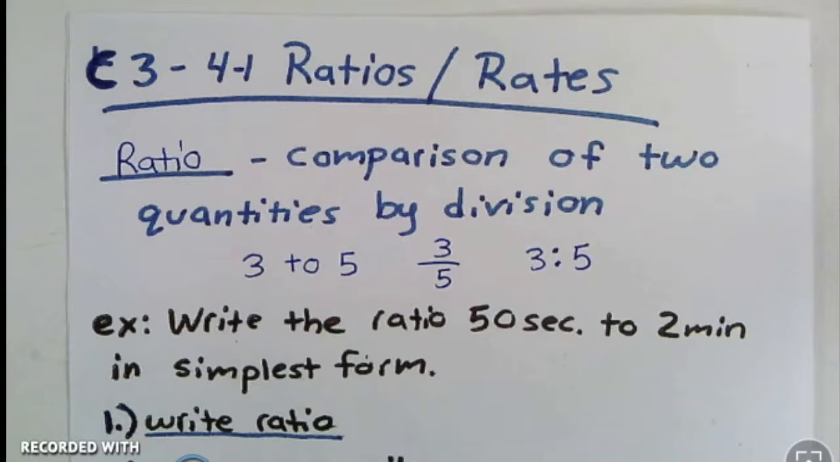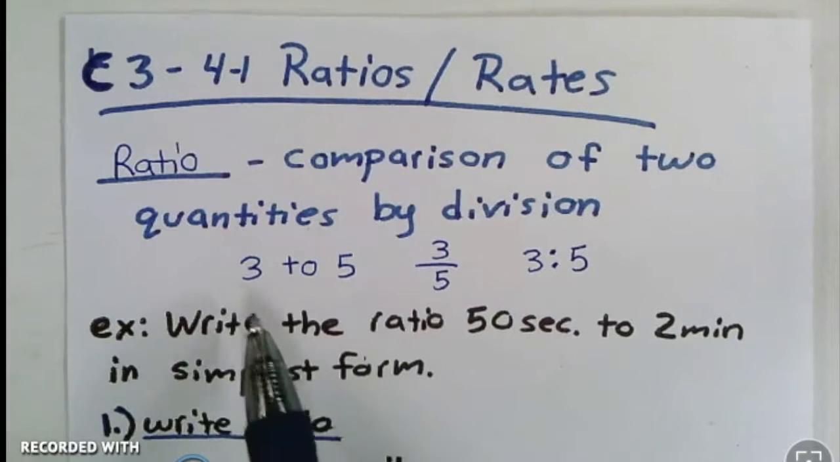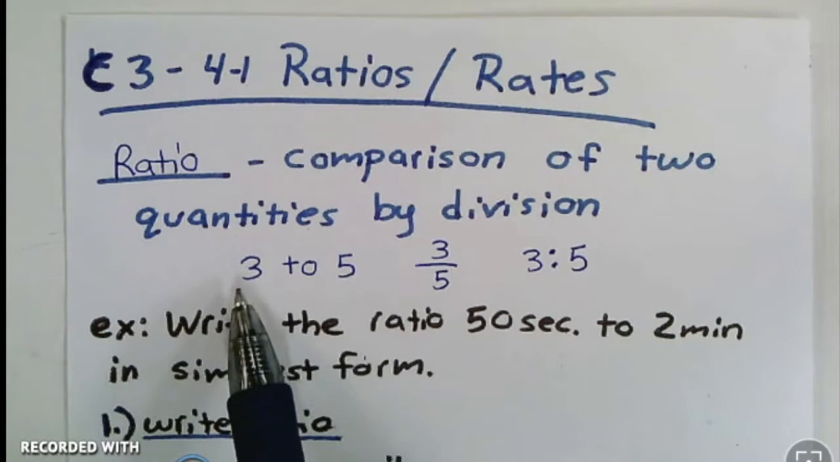Graders. Here we are with lesson 4.1 on ratios and rates. A ratio is a comparison of two quantities by division. So there are three ways to write a ratio. And they all read the same way.